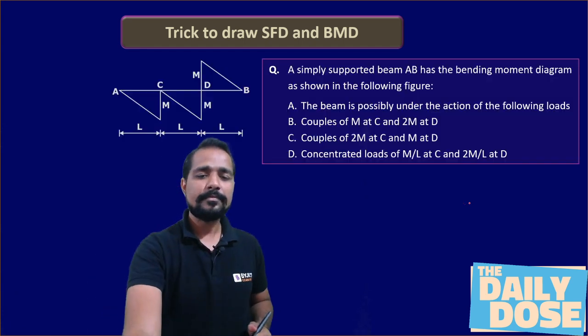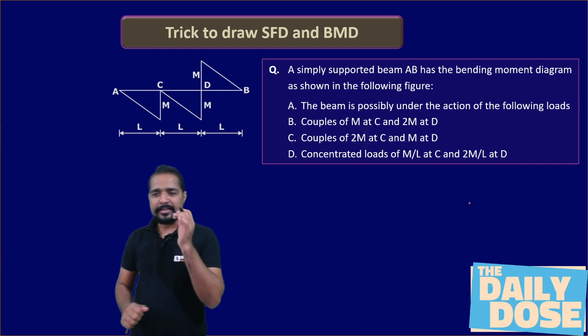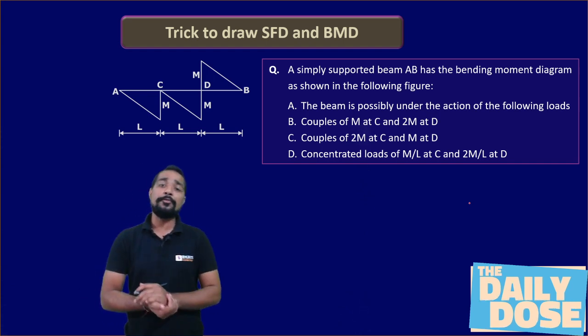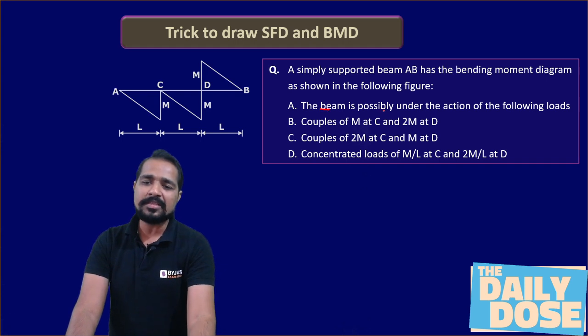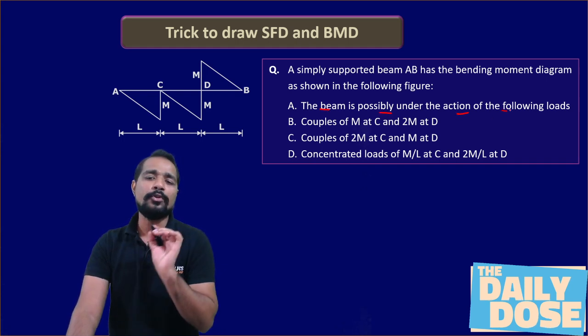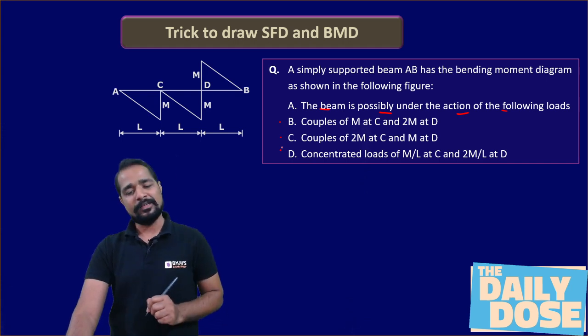Similarly, इस problem को देखें. Simply supported beam AB has a bending moment diagram as shown in the figure. ये गेट में आया हुआ क्वेश्चन है. Then what will be the point? Beam is possibly under the action of the following load condition. Sorry, this is A, B, C or D. Let's try to check. Option A.